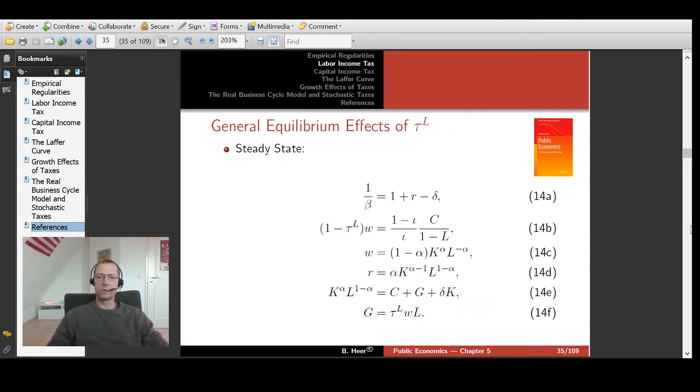Second one's first order condition with respect to labor. Then we have the two marginal products equal to the factor prices, the resource constraint, and the fiscal budget constraint. So these 6 equations determine our 6 endogenous variables R, W, C, L, K, and G.